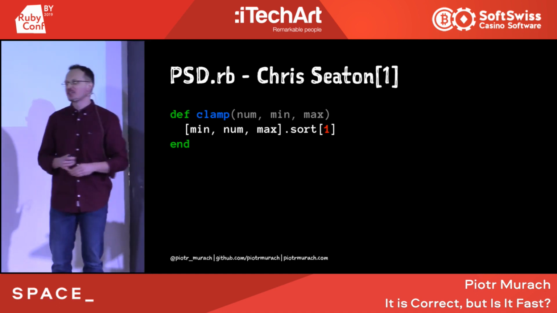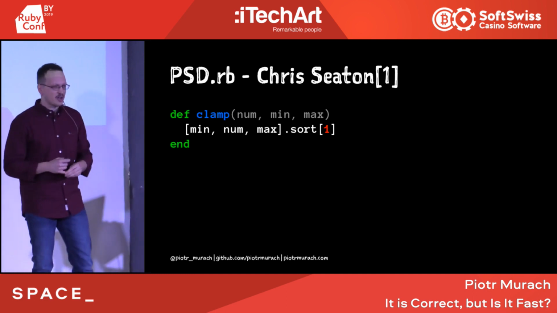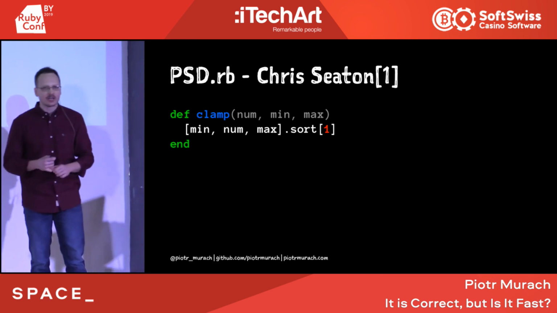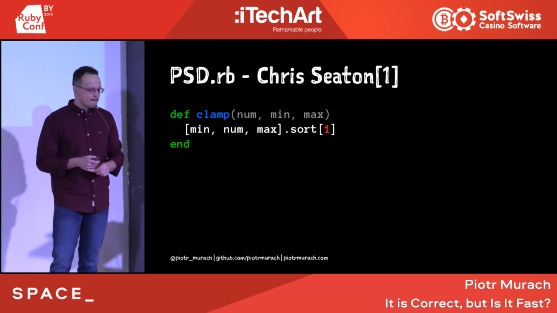Chris Seaton, in his PhD, discusses a PSD library, in particular this clamp method, which limits the value between two extremes. This is not particularly complex code. But this method was called thousands of times in the PSD library, causing huge performance issues.